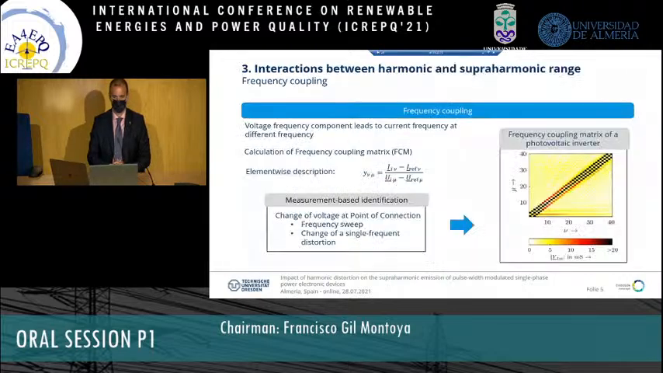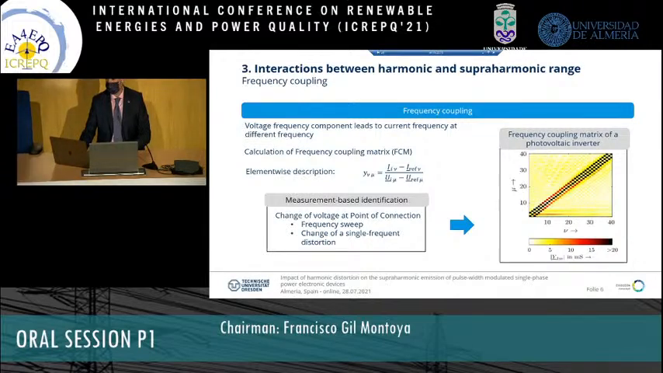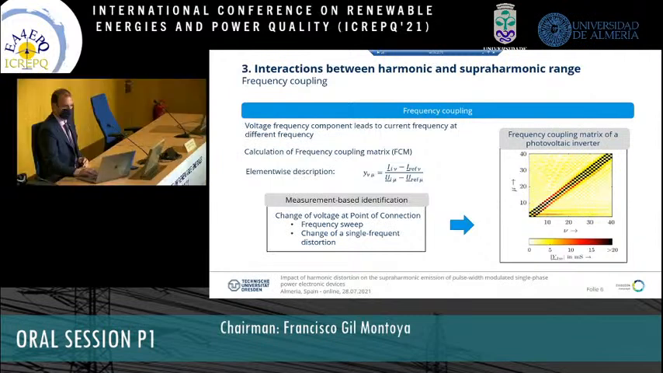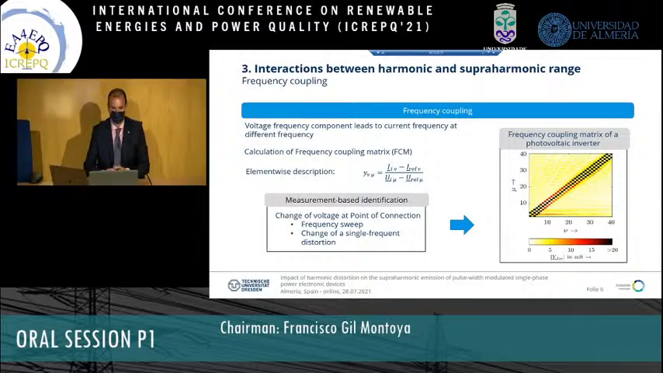So for these devices, it requires a lot of background knowledge. And one effect of these devices is the frequency coupling. Frequency coupling means basically that if we apply a certain voltage frequency component at the device clamps, then we get a current at another frequency. So basically, we can relate one frequency in the voltage to other frequencies in the current.